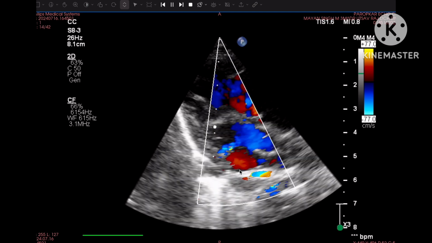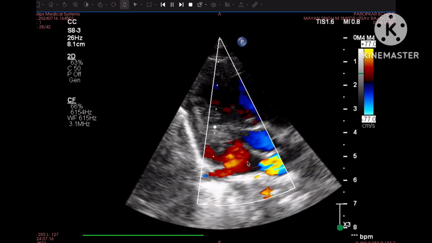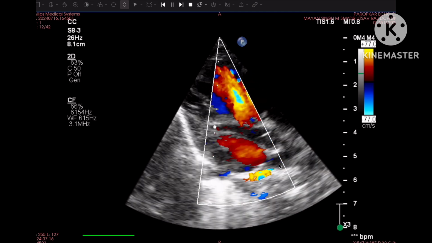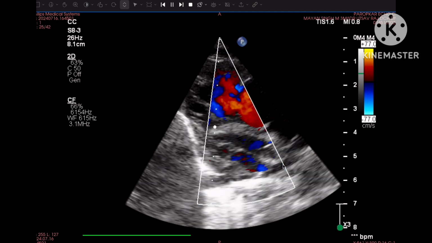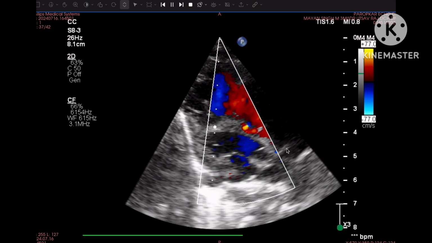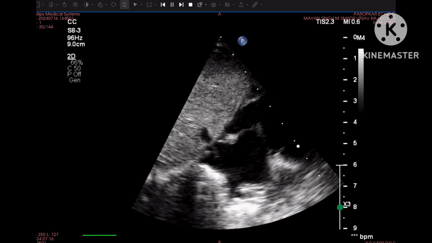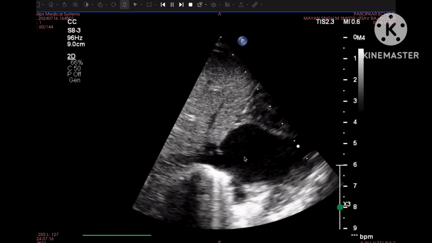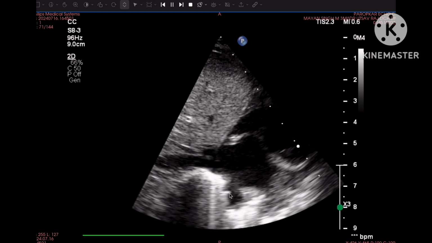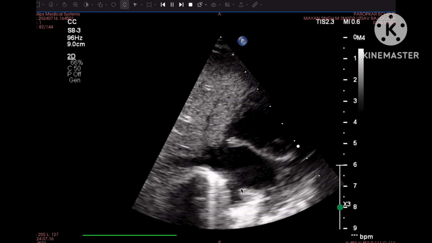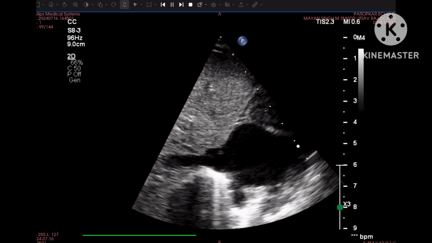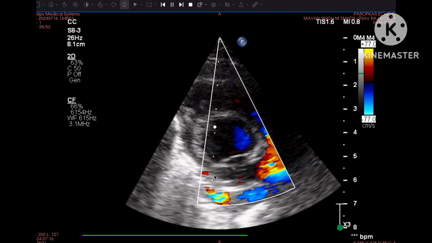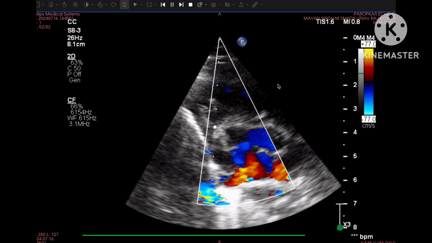This is flow from pulmonary vein into left atrium. This is left atrium, left ventricle, aorta, and this turbulent flow is in right pulmonary artery, just behind the ascending aorta. In this image, again you see this is left atrium, this is right atrium. Right atrium is quite enlarged compared to left atrium, and this is ASD, sinus venosus ASD of IVC variety. Pulmonary vein draining into left atrium.